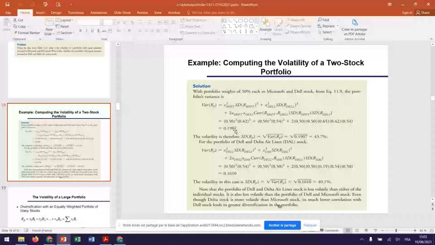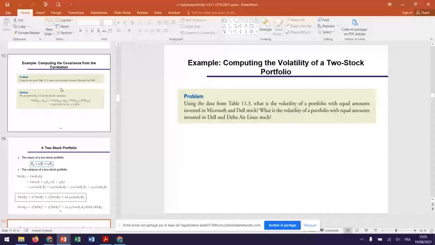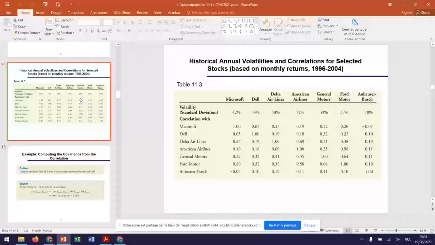0.1907. The formula looks complicated, but it is not complicated at all, isn't it? For your exam, the formula is given. All necessary formulas you don't need to learn by heart, okay? When we get the 0.1907, I take the square root of my variance. I'm going to get the volatility of my portfolio of 43.7%.